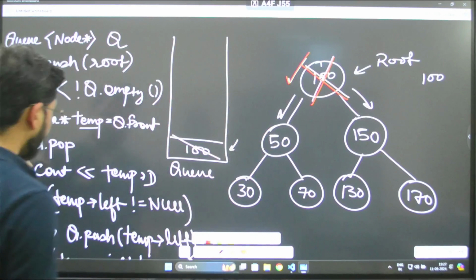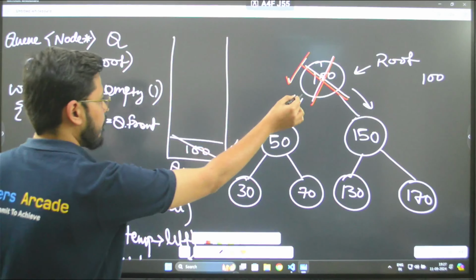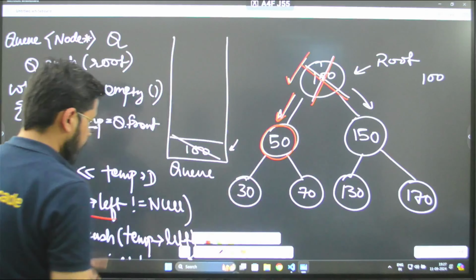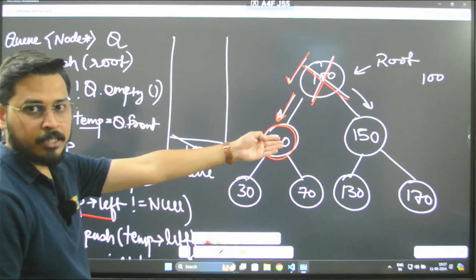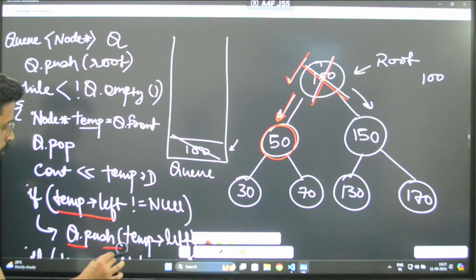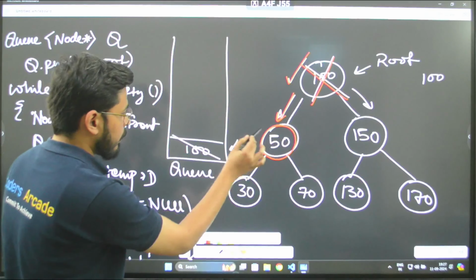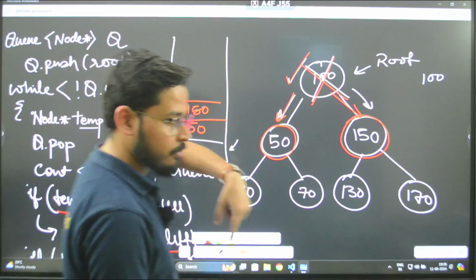Now we are checking if the temp of left, that means this one, is it not empty? Yes, it is not empty, the node is present. In that case, push that left child in here. So you pushed 50, understood my point? And then you check its right child also, if the temp of right is not null. Yes, it is not null, it is there. So you push that temp of right, and that temp of right gets pushed right over here. Understood this? And now rinse and repeat again the same while loop.